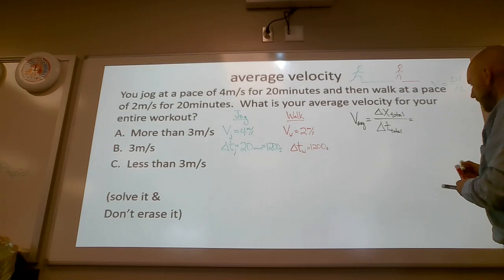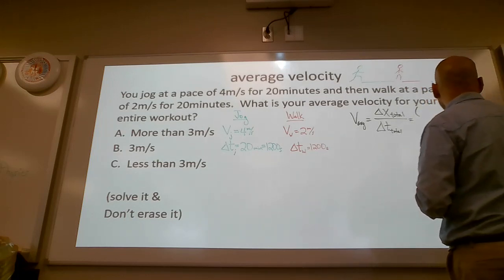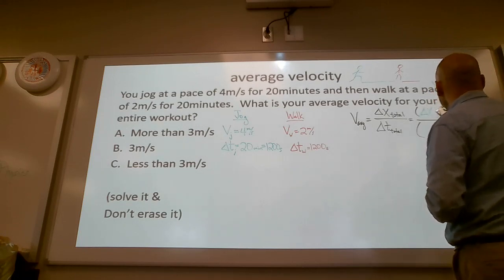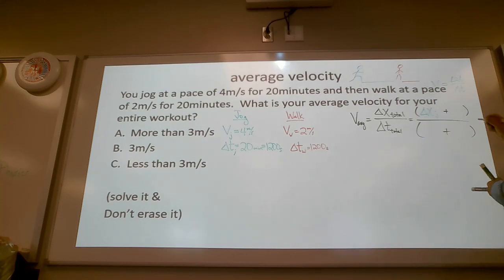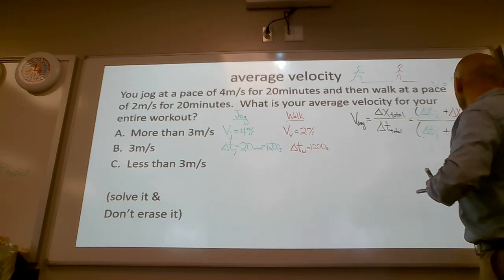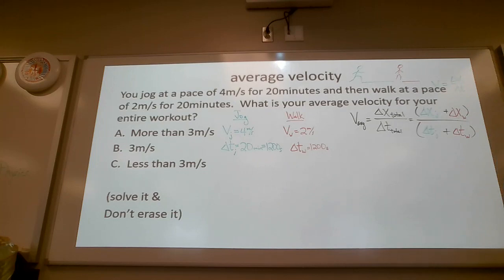The total is going to be the displacement of the jogging plus the displacement of the walking. That's your total displacement. And your total time is going to be the time that you jogged plus the time that you walked. Does this make sense?